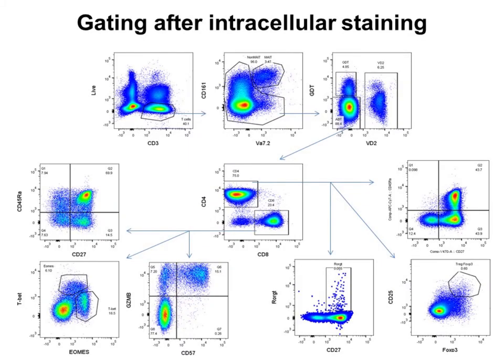Here you see the gating after the intracellular staining, and we'll just stick to the lower plots where you see the T-bet and EOMES. You can nicely resolve them. The CD57 with the granzyme B, you see there. The TCR gamma delta, you see the few populations expressing this, and also the FOXP3 staining.